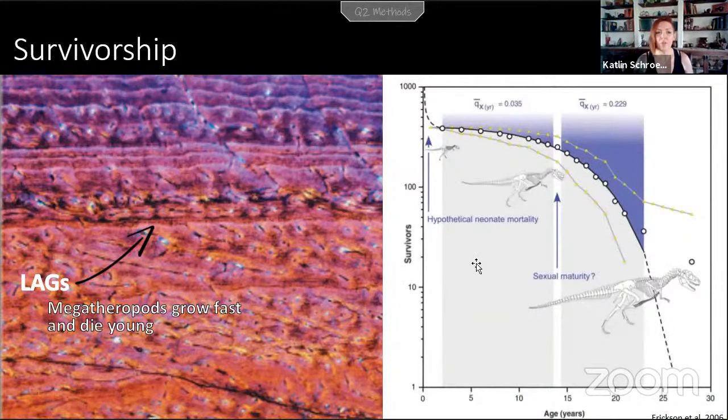So from the data from mass death assemblages, we can tell that for megatheropods, there's probably a pretty strong neonate die-off. So think of like sea turtles getting picked off on the beach. The ones that survive them, once they hit a certain size, nothing is really messing with them until they reach sexual maturity. So megatheropods, things like T-Rex, Allosaurus, they're putting in a ton of energy into reaching reproductive age and then dying relatively shortly thereafter. These big animals are really not reaching senescence, right? So it's a very much live fast, die young kind of situation.